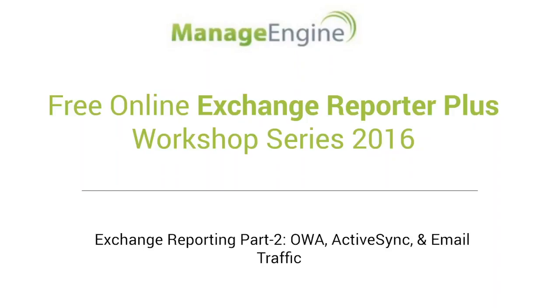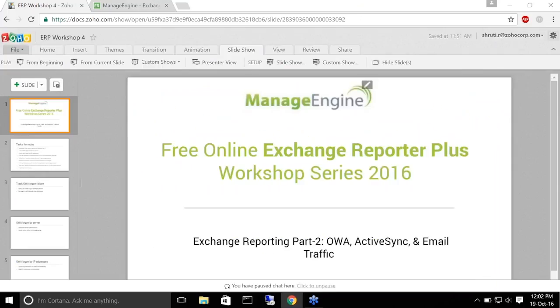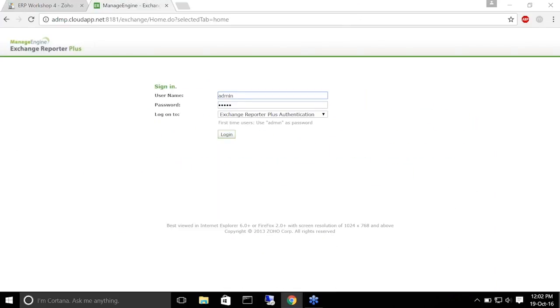So as I mentioned before, the 3 main things we will be looking at today are OWA, ActiveSync, and email traffic. In order to give you a look and feel of the product, I'm going to show you the product screen right now. So I'm going to be logging into the product, and this is the lab setup that I will be using. It is called admp.cloudapp.net, with the port number 8181.